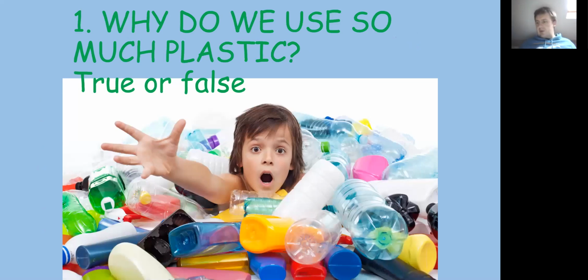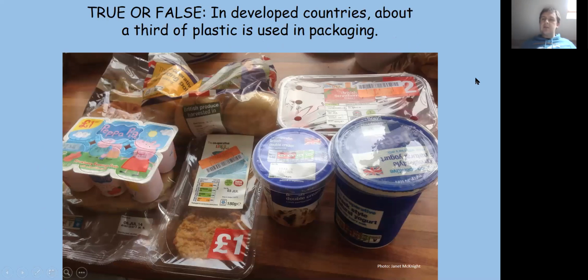So we've already talked about true or false in our English this morning. What about the environment? Can you tell me which of these facts is true or false? So in developed countries, about a third of plastic is used in packaging. A developed country, therefore, is essentially a country that is able to look after itself. It's self-sufficient. So we live in a developed country.